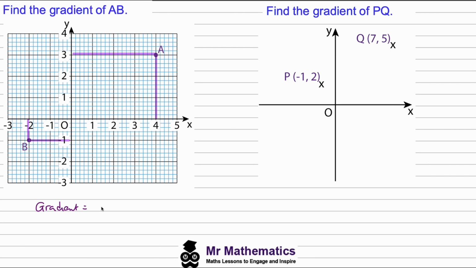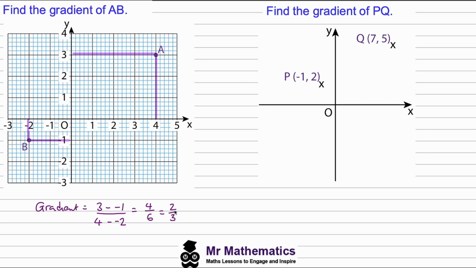will be the change in y, 3 take away the -1. So from here to here, divided by the change in x, 4 take away the -2. And when we subtract a negative, it becomes a positive. So we get 3 add 1 over 4 add 2. And then we can simplify this to make 2/3.